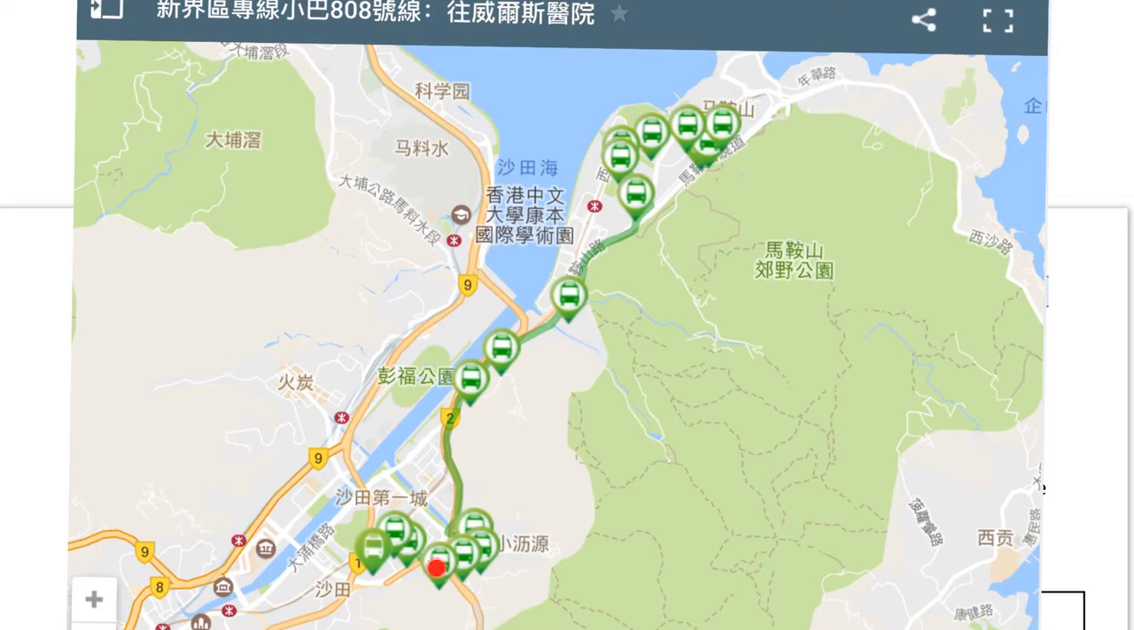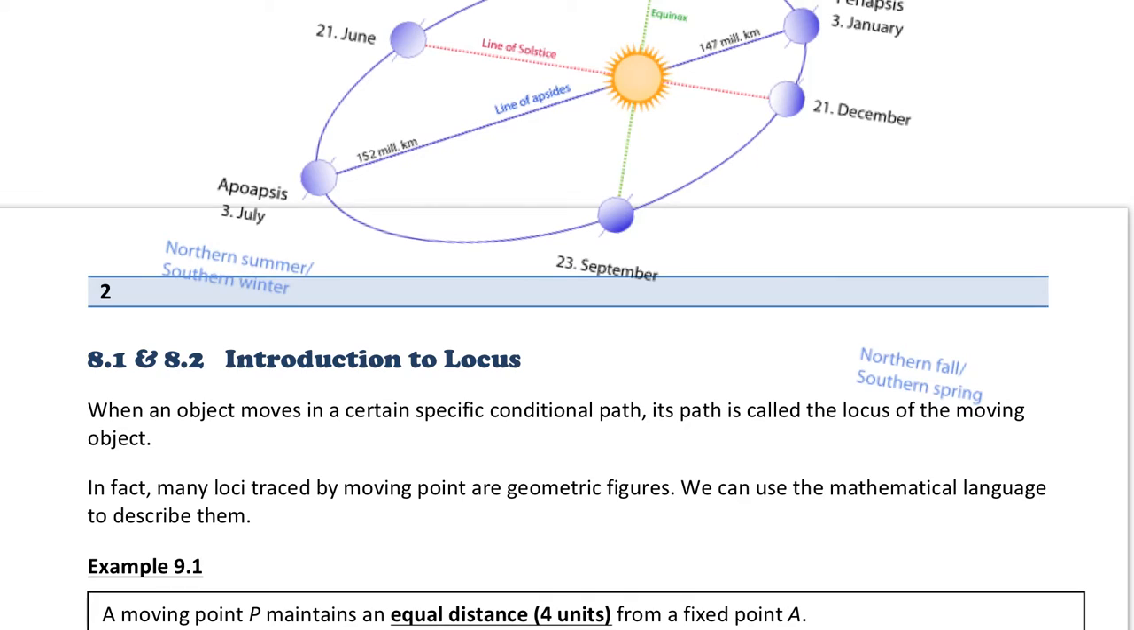Because I know the minibus obeys this path. Not only this example, we have a different kind of example. The second example I want to show you is our Earth's orbit. You can see this is the shape of an ellipse, and we can also call this path the locus of our Earth.